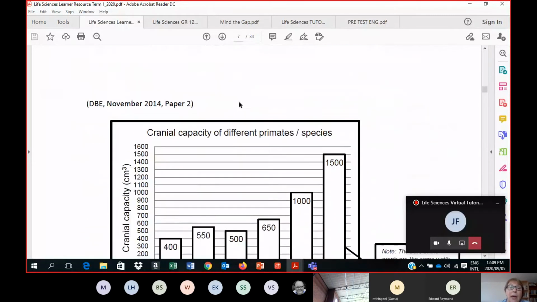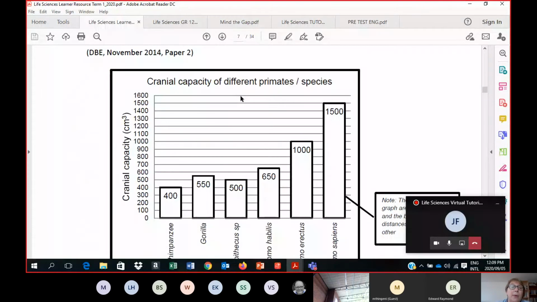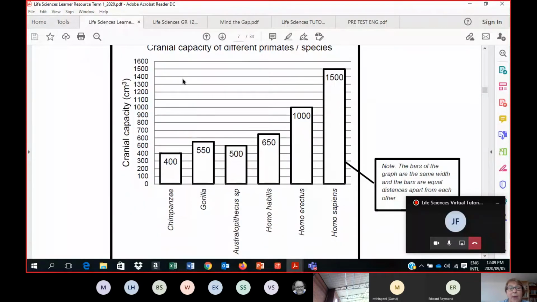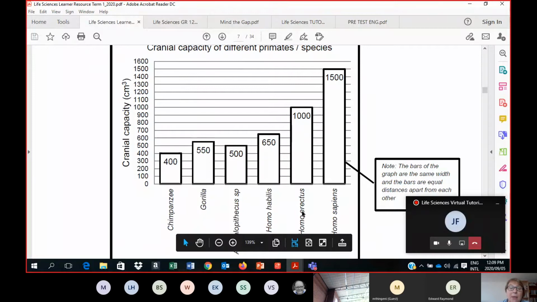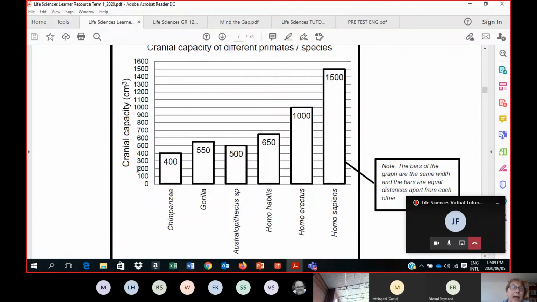Right, here we've got a nice bar graph. So the bar graph is of the cranial capacity of different primates or species. And over here we've got all the different primates. These are all the genus and species names over here. And here we've got their cranial capacity, which is measured in cubic centimeters. There you can see the scale on the y-axis. They're going up in 100s, so the intervals are the same.